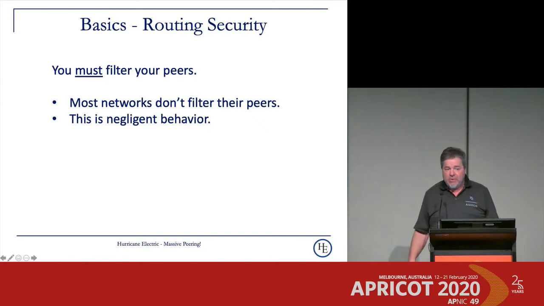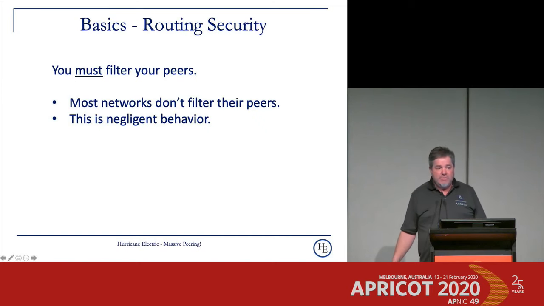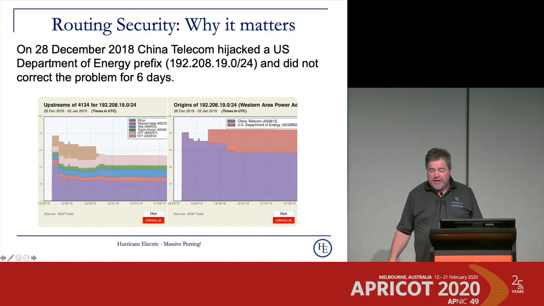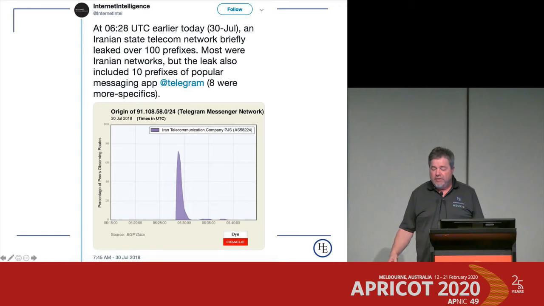So now on to basic routing security. You must filter your peers. Most networks don't filter their peers, and this is negligent behavior. Here's a giant hijack from China Telecom that took the Department of Energy's /24, and this problem went on for 6 days. This should not be happening in 2020, or it's my hope that we just get better. Another Iranian state telecom leaked routes that didn't belong to them, and it took quite a while.